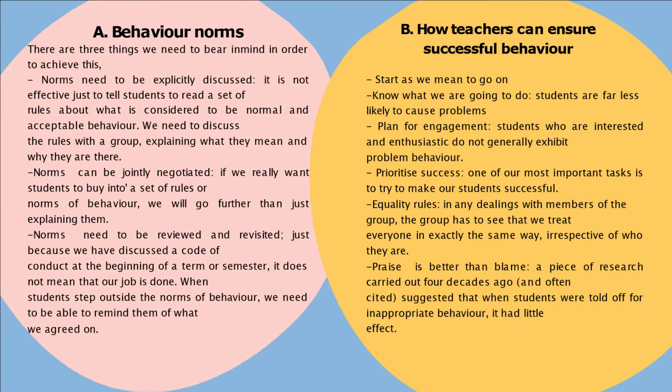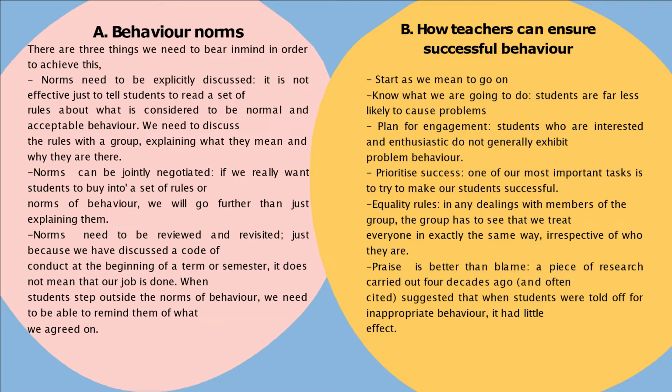A. Behavior norms. All groups, whether in education or anywhere else, have ways of behaving and quickly establish norms for this behavior, which delineate the ways things are done in the group. There are three things we need to bear in mind in order to achieve this. Norms need to be explicitly discussed. It is not effective just to tell students to read a set of rules about what is considered to be normal and acceptable behavior. We need to discuss the rules with the group, explaining what they mean and why they are there.